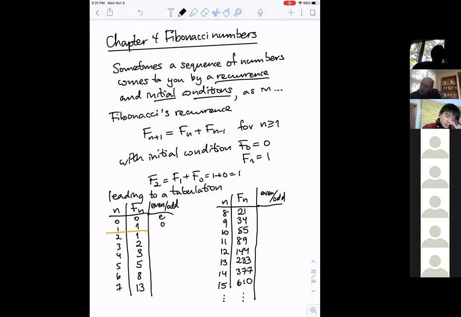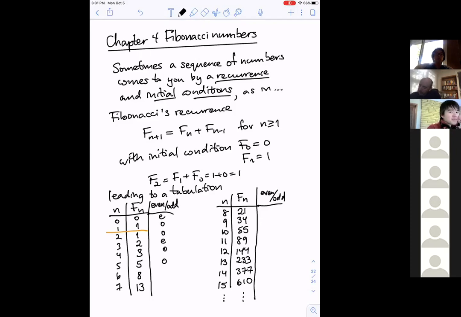O, 1 is an odd number. 2 is an even. 3 is an odd. 5 is odd. 8 is even. 13 is odd. 21 is odd. Even, odd, odd, even, odd, odd, even. And so you start to realize, it's looking like it's going even, odd, odd, right? And so that's one of the first things people notice about them, and it's not hard to prove.